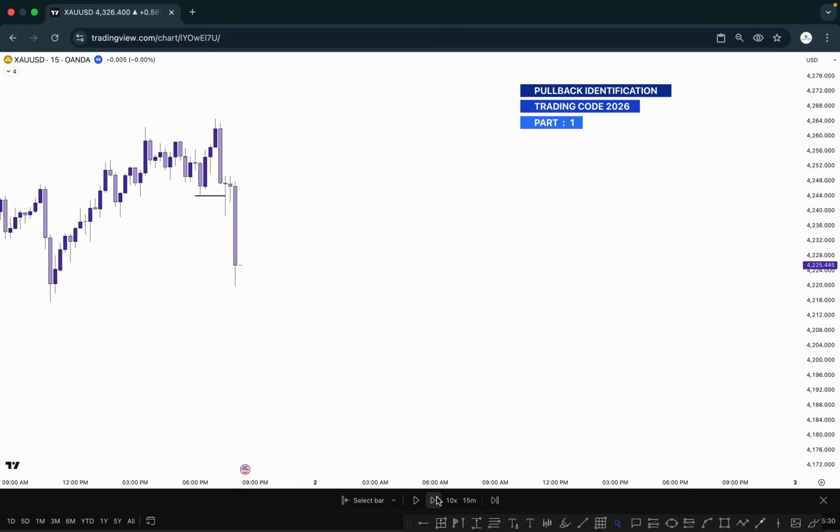Again, what are we expecting here? We are expecting that the market should break the previous candle high here, because this candle is our master candle, as we can see later. So when the market breaks it, we can confirm our next valid pullback here.